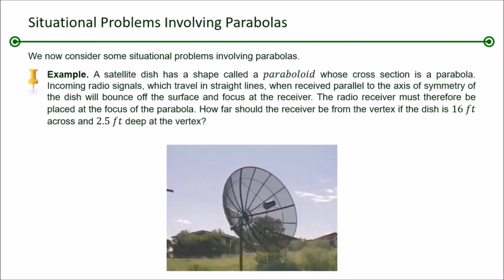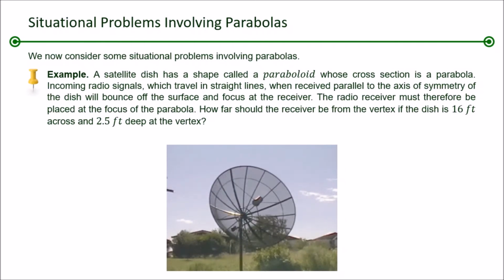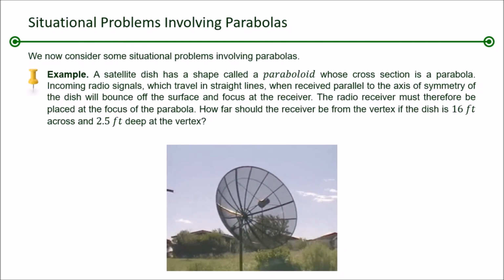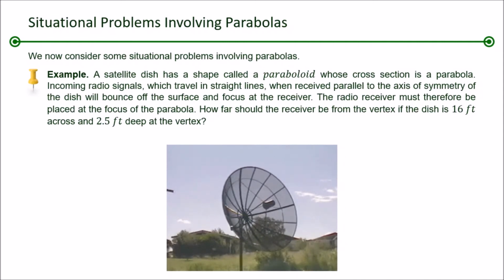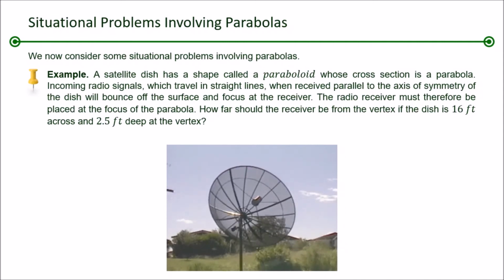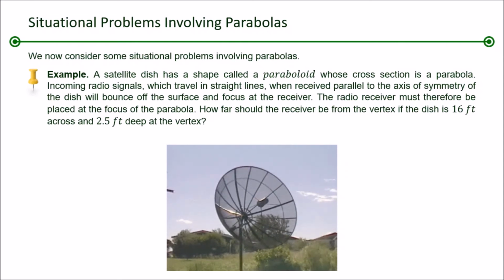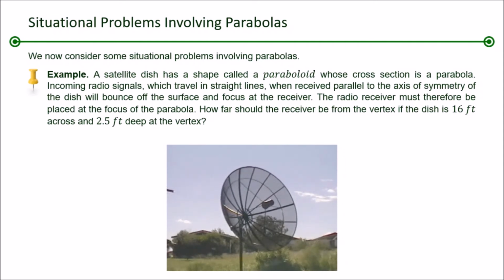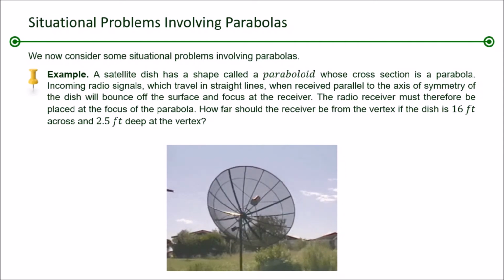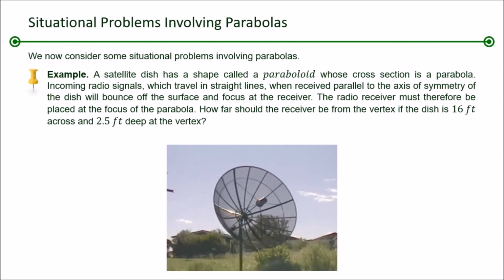We now consider some situational problems involving parabolas. Example: a satellite dish has a shape called a paraboloid, whose cross-section is a parabola. Incoming radio signals, which travel in straight lines, when received parallel to the axis of symmetry of the dish, will bounce off the surface and focus at the receiver. The radio receiver must therefore be placed at the focus of the parabola.